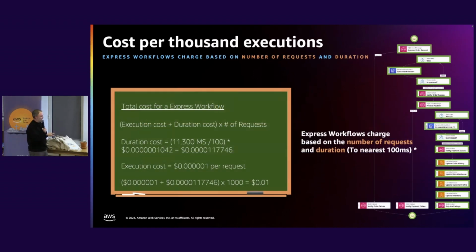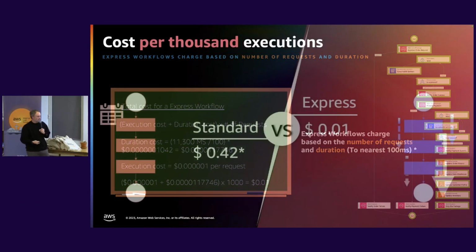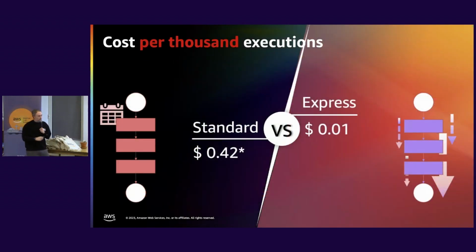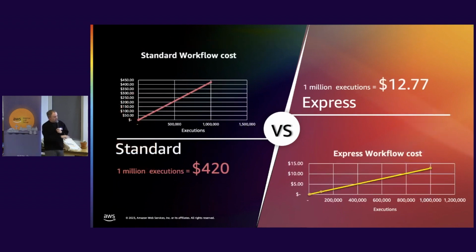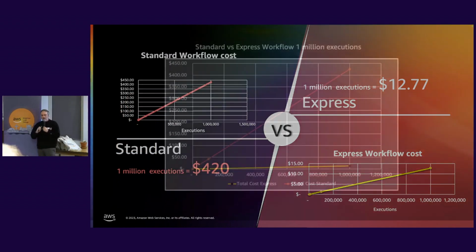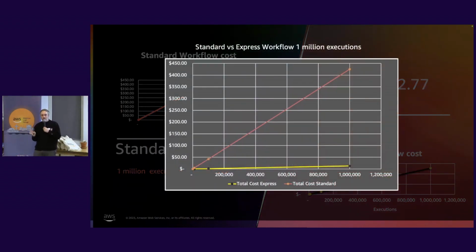So this is what it comes out to, right? I just add those two together and times by the number of times I ran it, which is 1,000, that's 1 cent. The point is, when you extrapolate this out over 1 million executions, you go from $420 to $12.77. And when you plot them together, they start to get different really quickly. And again, this is exactly the same workflow definition. They're doing exactly the same thing.